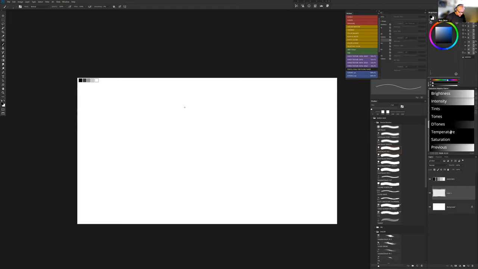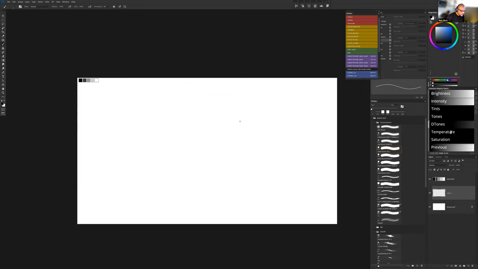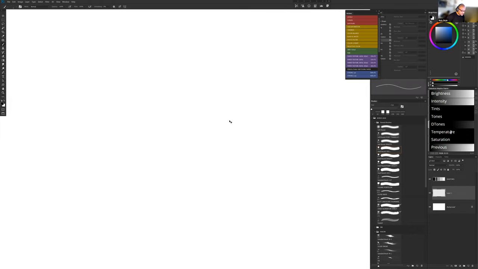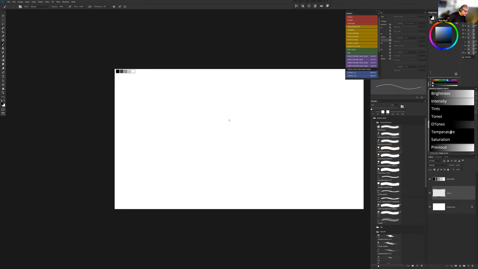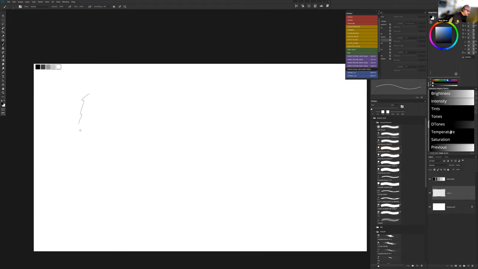Oh my goodness, that resolution is very low. Sorry, let me just increase the resolution on this. Pixels, that's very small and very fuzzy. There we go. Now the resolution is higher. Apologies for that. There we go. See how my lines are nice and crisp?